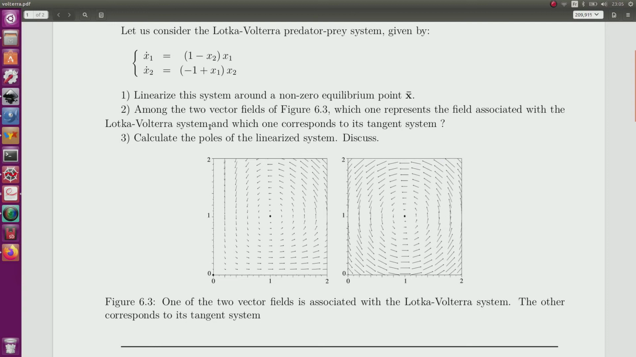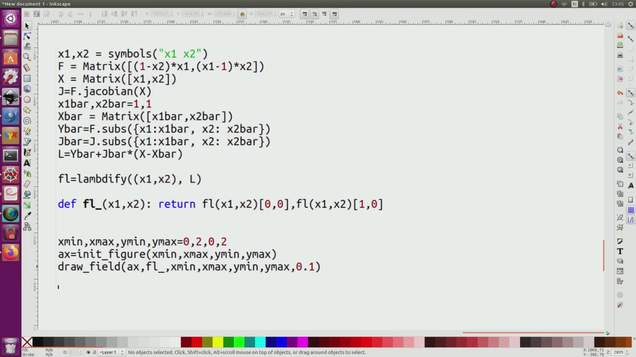Question number 2. Among the two vector fields of the figure here, I have to decide which one corresponds to the field of the Lotka Volterra system, this one, and which one corresponds to the tangent system. They look similar, normal, because one is the approximation of the other. So I propose first to draw the two vector fields in Python, and I will use a symbolic computation for this.